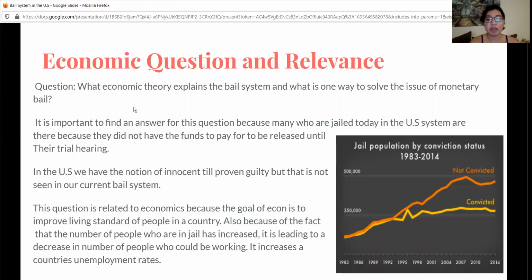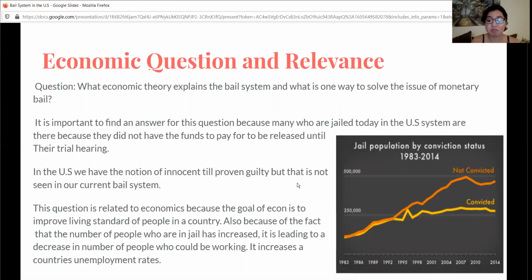It is important to find an answer to the question because, as shown by the graph on the side, we're right here, the number of people who are in jail has increased, and most of the people who are incarcerated have not been convicted of a crime. They are in jail because they did not have the funds to be released until the trial, thus going against the U.S. notion of innocent until proven guilty.